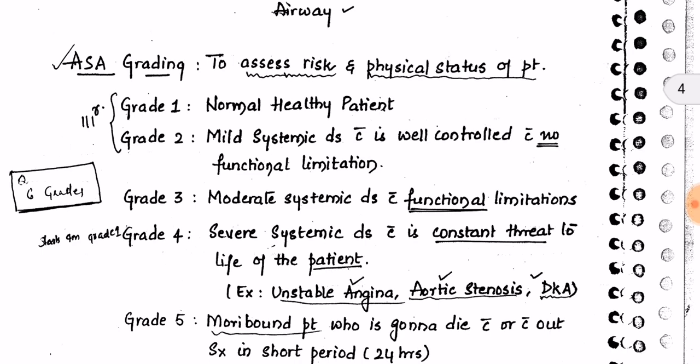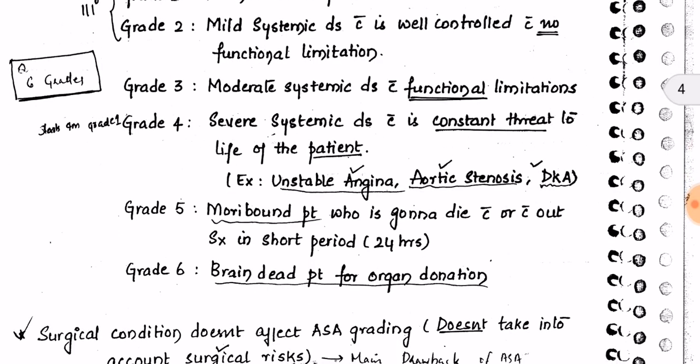Third grade is the moderate systemic disease. Okay, the person has some moderate systemic disease and he has some functional limitation as well. The fourth grade, this person has a severe systemic disease. Here we have to be a bit careful while using anesthetics. This person might be having unstable angina, AS, or diabetic ketoacidosis. So in these patients we have to be very careful.